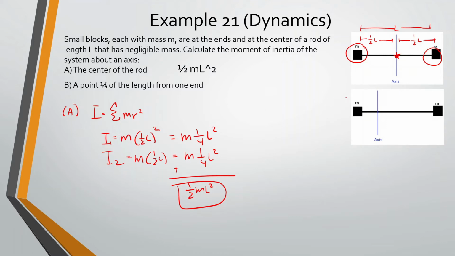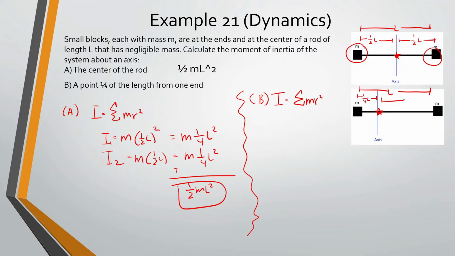Now let's look at this one over here that's at a point 1/4. So this one might be harder to twist or it might be easier to twist. Let's see. So part B, same thing. Inertia is equal to the sum of all masses times radius squared. If this whole thing is L, then this is 1/4 L, and that means this is going to be 3/4 L. Okay, so let's figure this out.